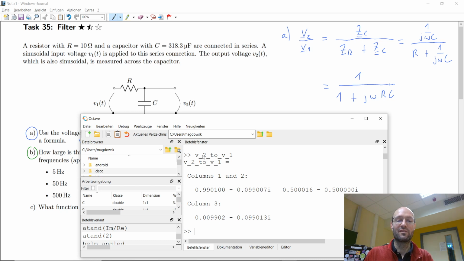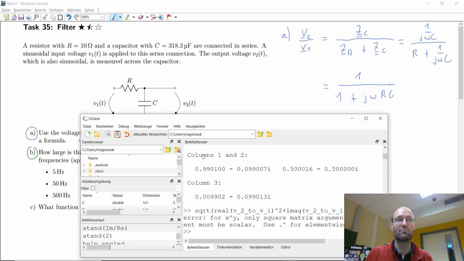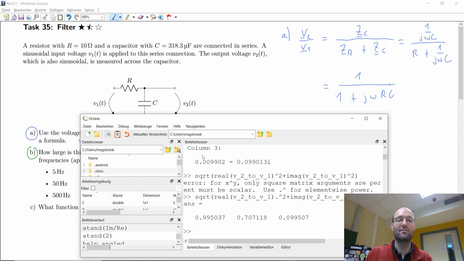So the real part I get with real, and then I can square it, and then I can take the imaginary part, this is what I get by imag, and I can also square it, and then I take the square root of this. If I try it like this, there will also be an error message, because this squaring only works for scalar values and not really for vectors and matrices. I want to have it element-wise. And okay, so then there I get magnitude.